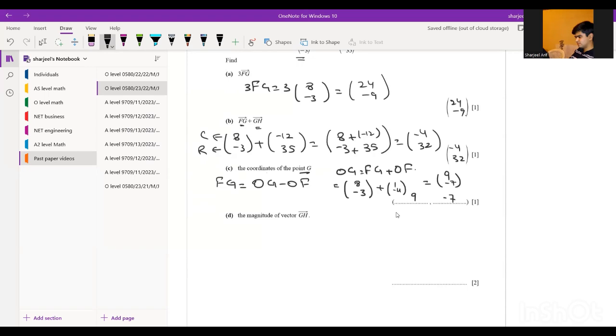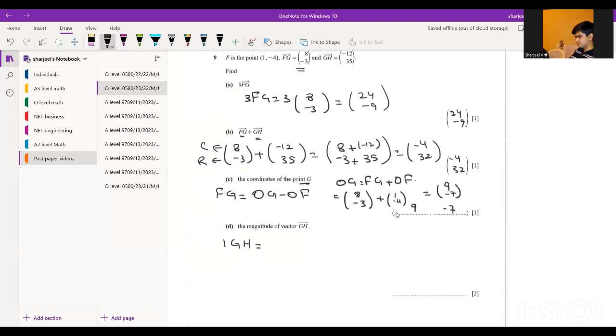The next part, we have to find the magnitude of GH. We will write GH as the square root of minus 12 squared plus 35 squared. That would be equal to 37.